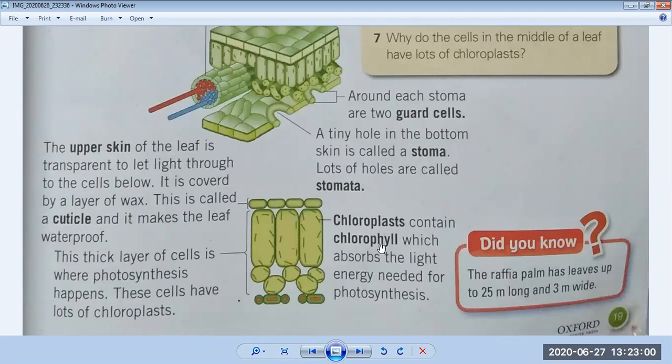So what is the function of chlorophyll? The function of chlorophyll is that it absorbs sunlight. It has a green chemical inside it, and it collects food for the body of a plant. So chloroplasts contain chlorophyll, which absorbs the light energy needed for photosynthesis.